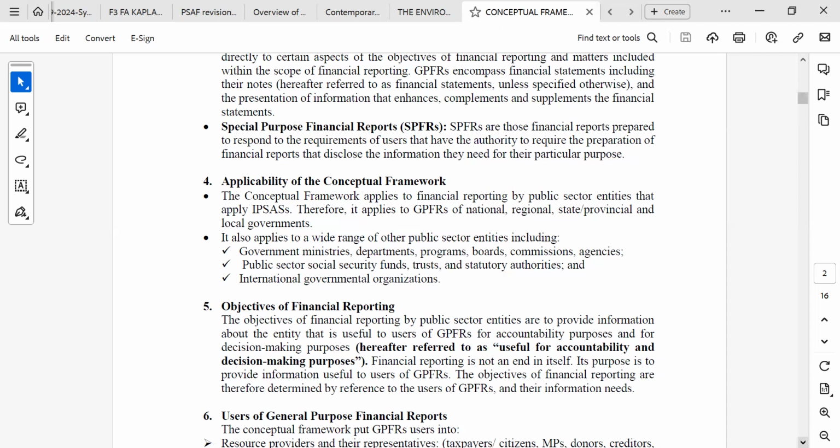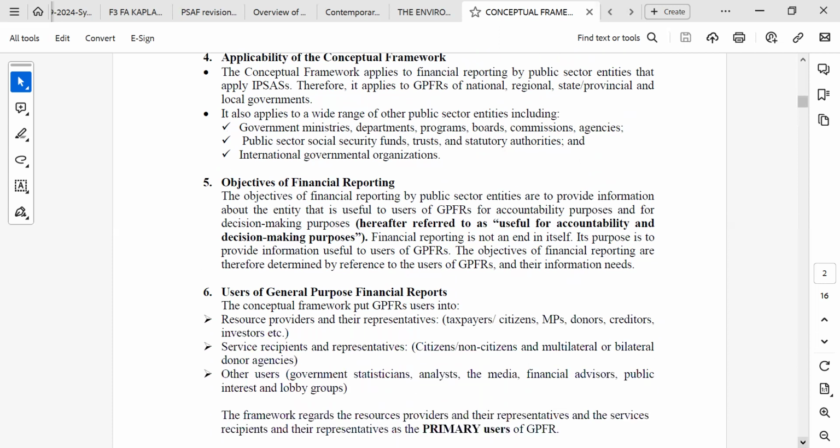All right. So let's come to the users of the financial reports. Okay. So the users, the conceptual framework has divided the users into three. And sometimes you see that all of them are talking about the same thing. The first one, they are saying, is resource providers. They are saying resource what?